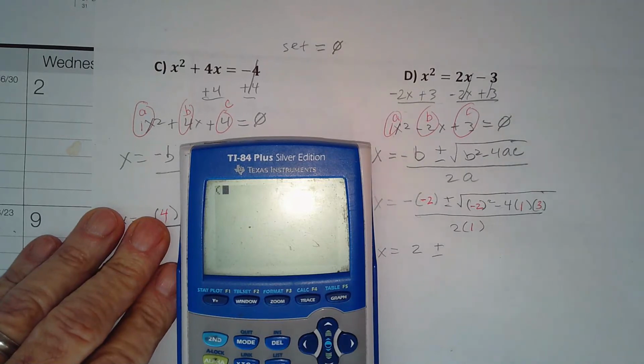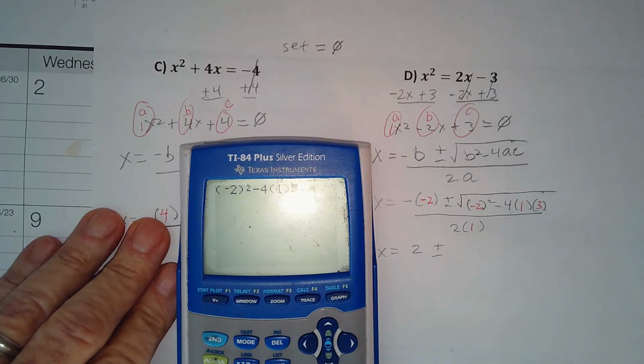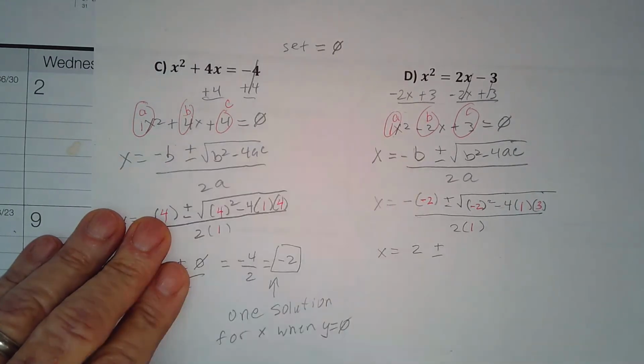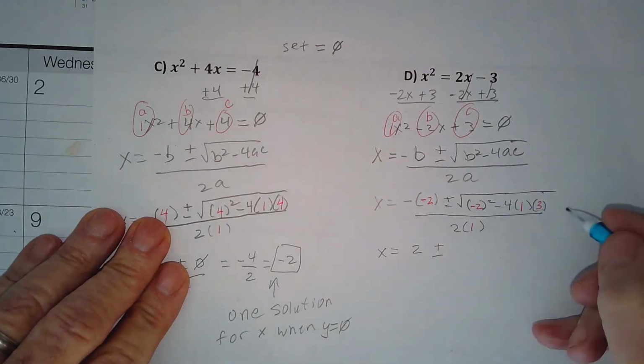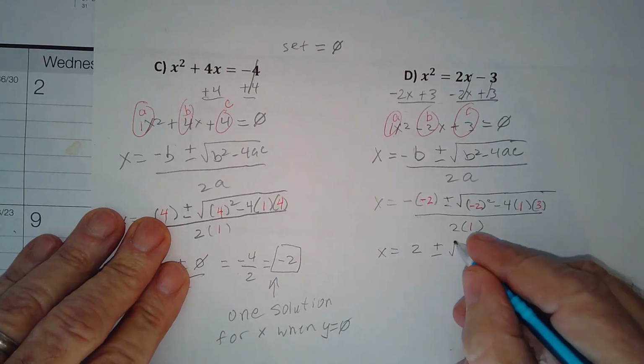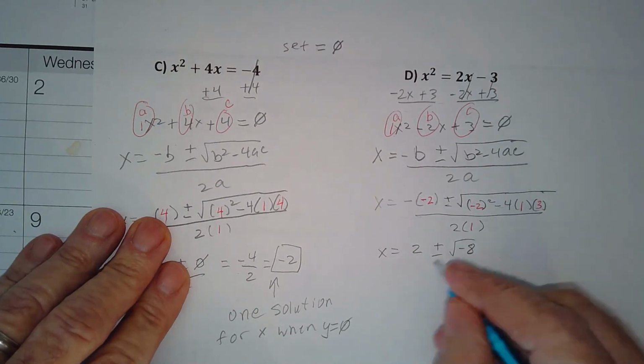So parentheses, negative 2 in parentheses squared. There, it's done right. Minus 4 times a, which is 1, times c, which is 3, and we get negative 8. Okay, so negative 8, so that's the square root of negative 8, all divided by 2.